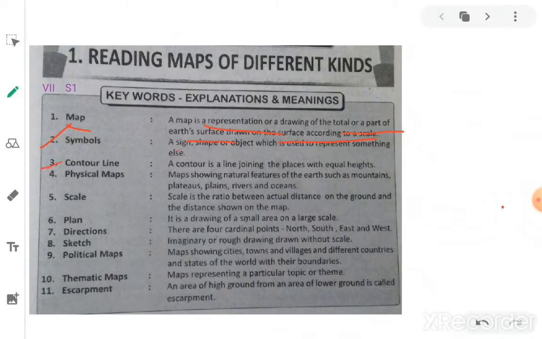Next one is contour line. A contour line is a line joining the places with equal heights. So there are different types of mountains, and different mountains have different heights. Some are small and some are high mountains or hills we can observe in the escarpment.